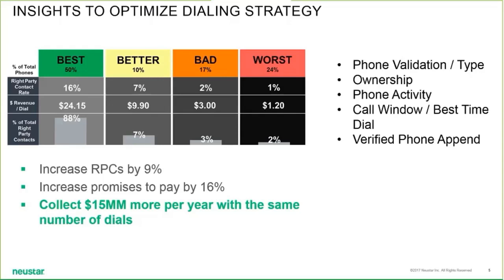By combining these 4 powerful predictors, which are phone ownership verification, call activity, best time to dial, and finally verified phone append, we're helping our clients not only mitigate TCPA risk, but also improve their dialing strategy. As a result, and as you can see on this slide, by leveraging the solutions I've just outlined, we've helped one large bank increase right party contact rates by 9%, promises to pay by 16%, and ultimately collect $15 million more per year without increasing the total number of dials they needed.